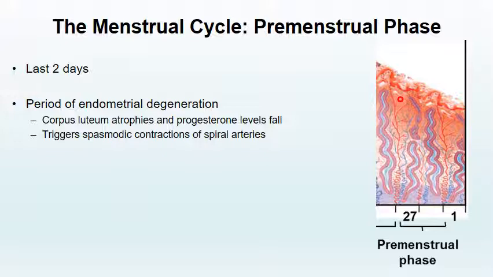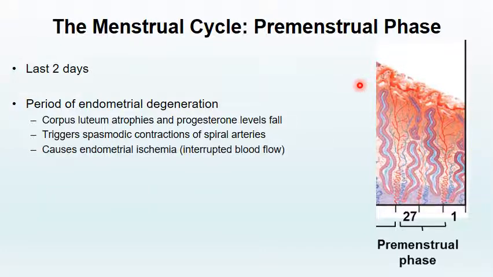When that progesterone level starts to drop off, these spiral arteries down here actually start to have spasmodic contractions, which is going to result in inadequate blood flow. Inadequate blood flow is going to result in tissue death. So we start seeing the surface layer of tissue dying off because we have interrupted blood flow, and then it's going to start breaking down. When we see that starting to break down, that's when menstrual cramps start.